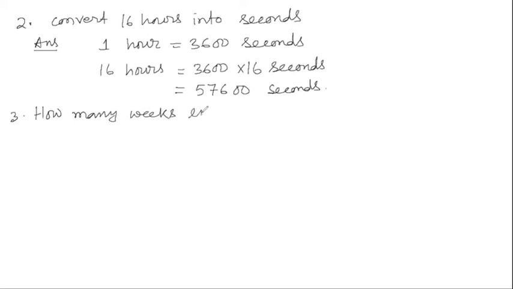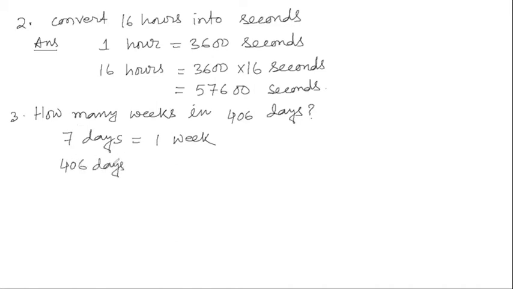Next example, how many weeks in 406 days. Here, for weeks you have to count from days to weeks. So you know that 7 days is equal to 1 week. So 406 days equals how many weeks? That means you have to divide 406 by 7, then you will get weeks. If you divide 406 by 7, you will get 58 weeks.